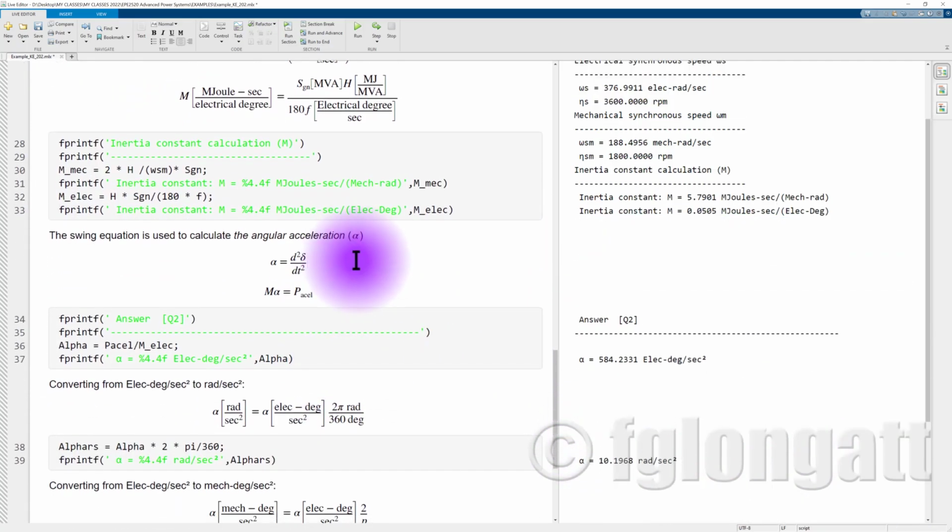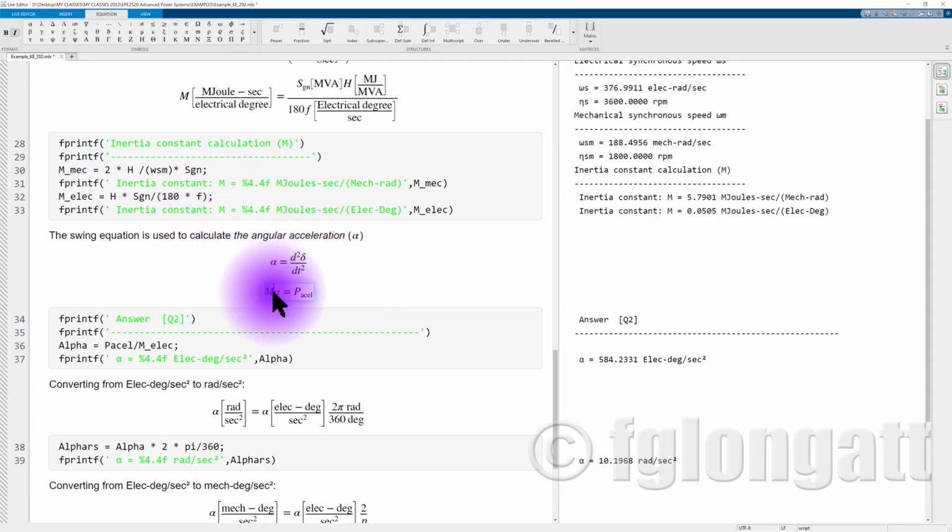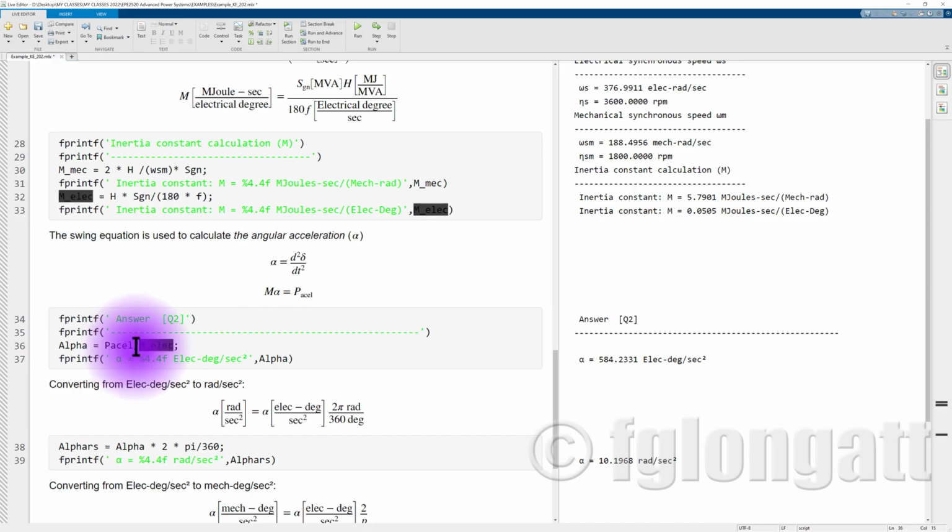Now the next step is using the swing equation. The swing equation says that M, the inertia constant, multiplied by the second derivative of the angle delta, is equal to the accelerating power. In other words, M multiplied by the acceleration alpha is equal to the accelerating power. From here, it's very simple to extract alpha. In this case, alpha will be the accelerating power divided by the inertia constant, but we need to be very careful about the units.